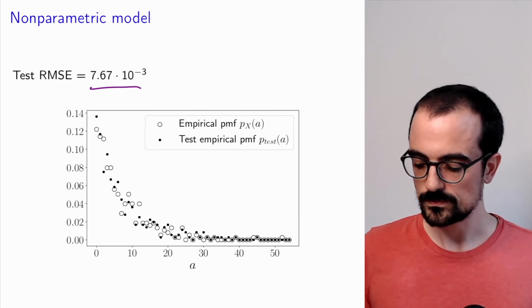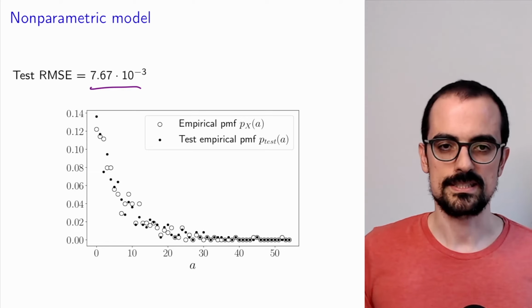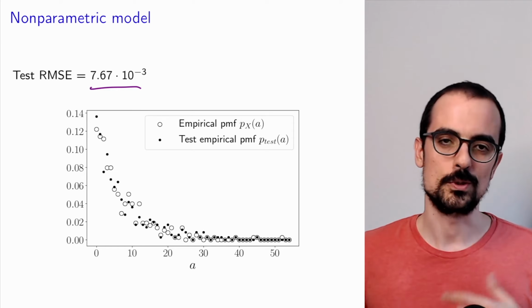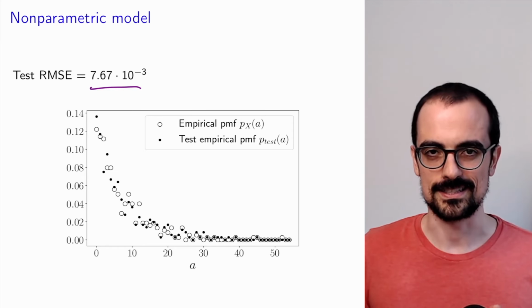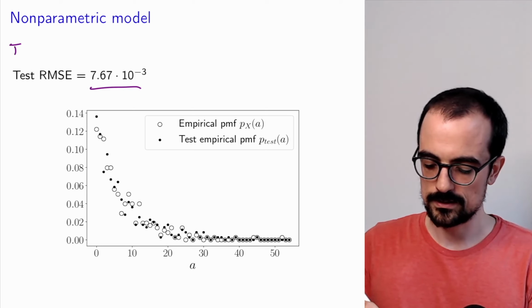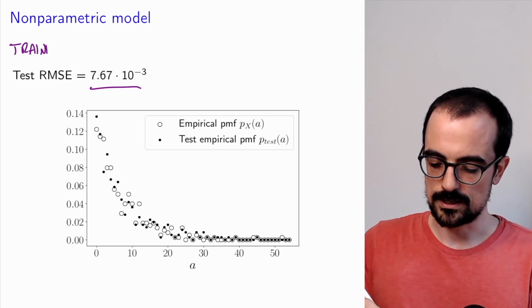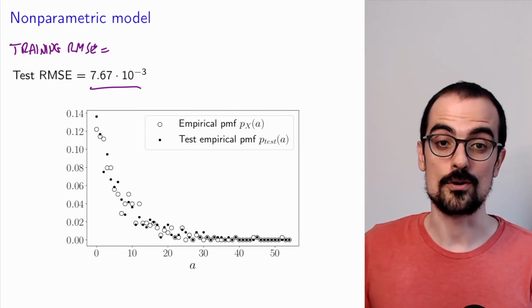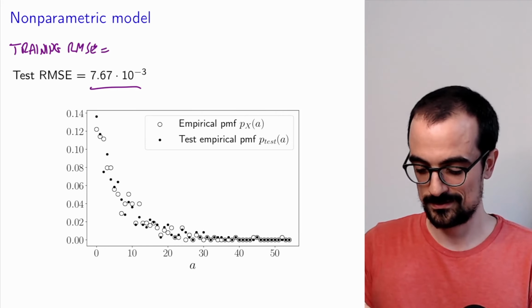It's about 7.6 times 10 to the minus 3. We will compare it to the parametric model. This number by itself doesn't tell you much, but it's instructive to think what the training RMSE is. And the training RMSE for the non-parametric model is actually 0.